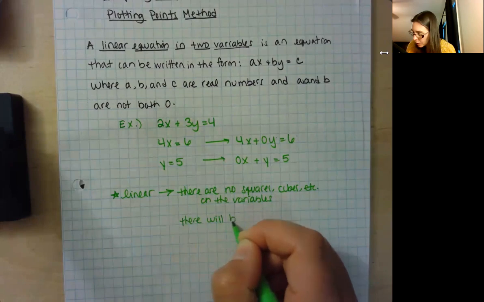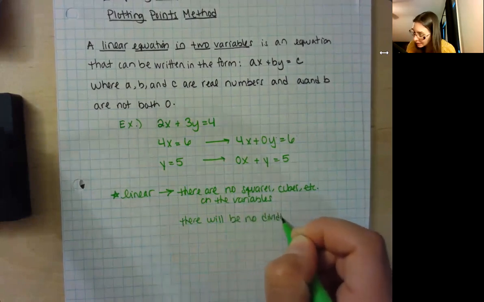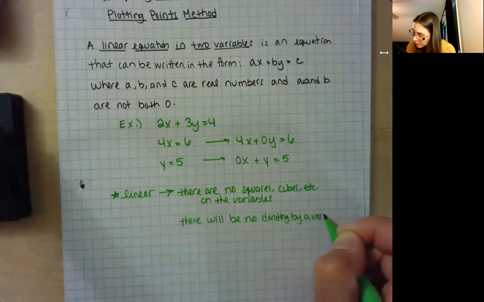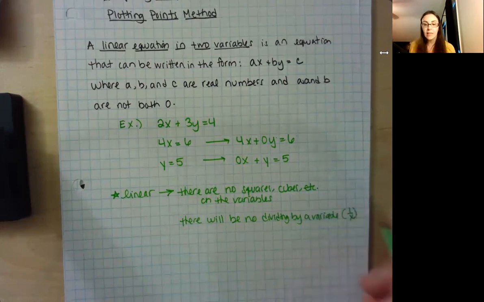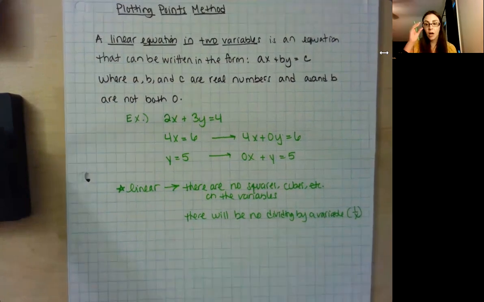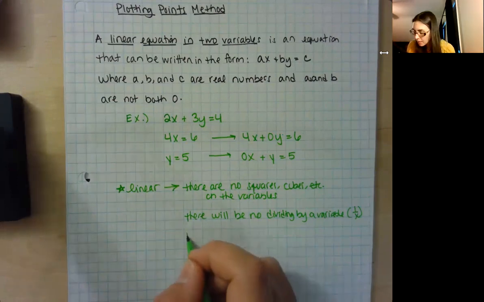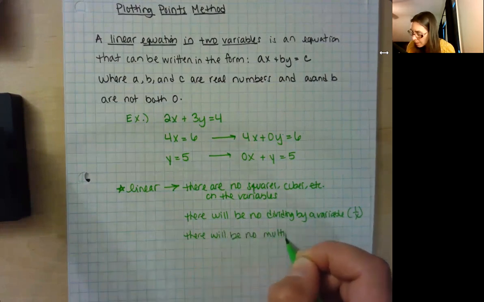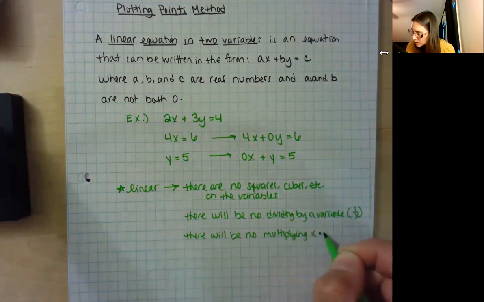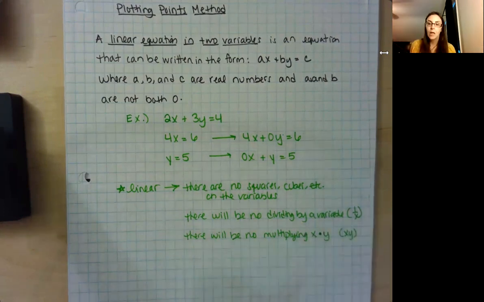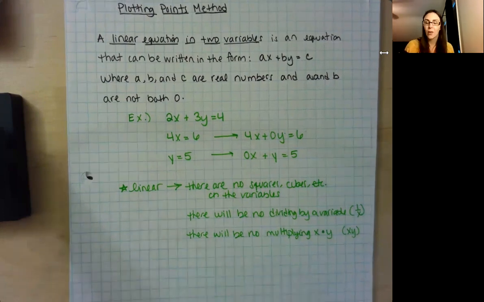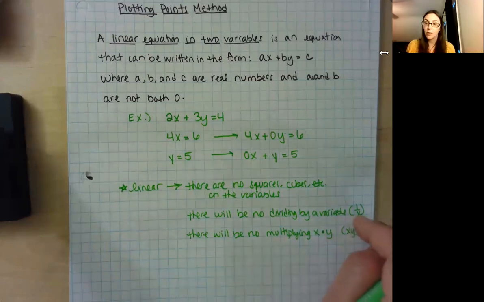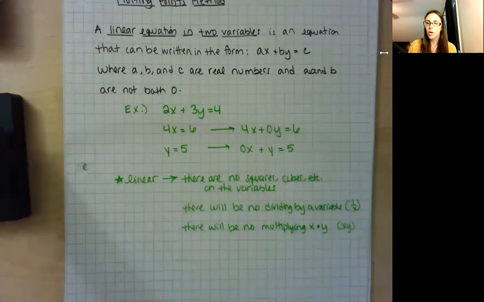There will be no dividing by a variable. So for instance, like a 1 over x idea, again, we have things like that, but we're not going to graph them in this class. We're going to graph them in later classes. And there will be no multiplying x times y. Again, that stuff exists, but we're not going to graph it in this class. Not that we're not going to multiply or do things like this. We've seen stuff like this before for expressions, but for graphing purposes, we're not going to touch on that.